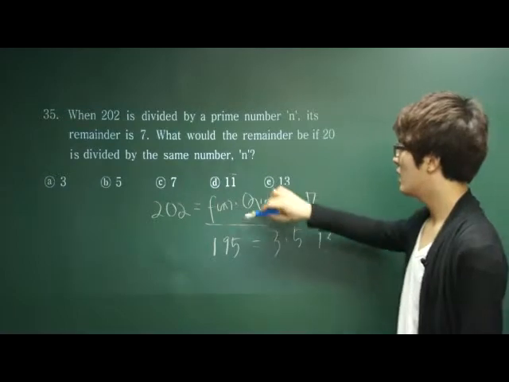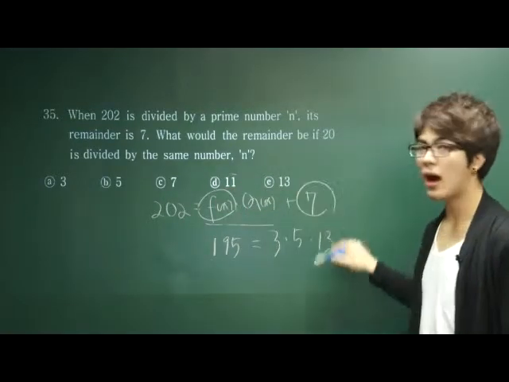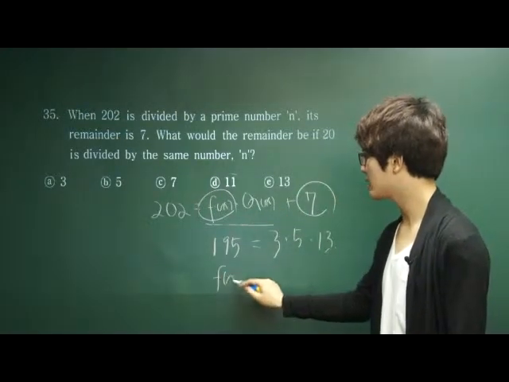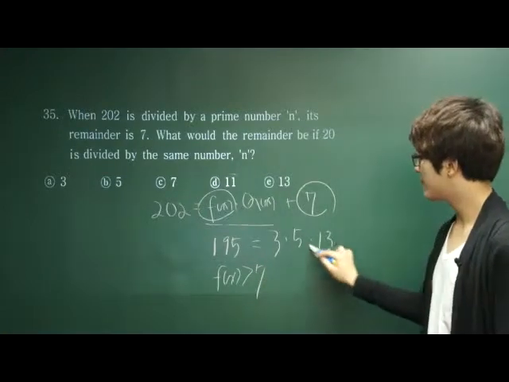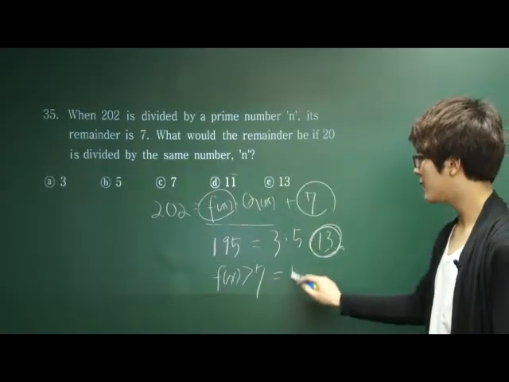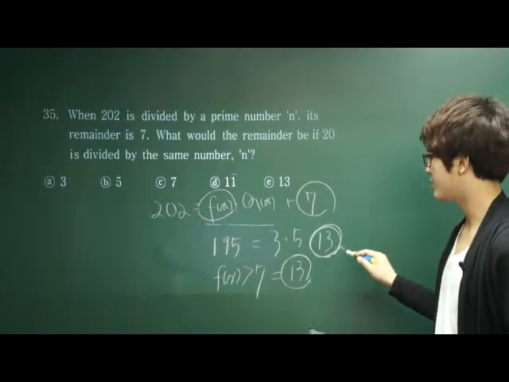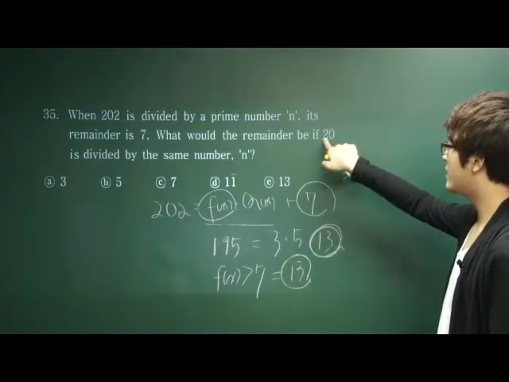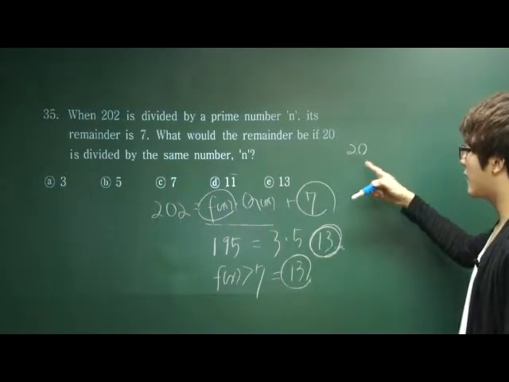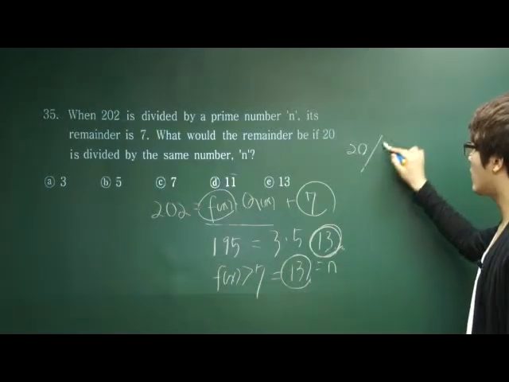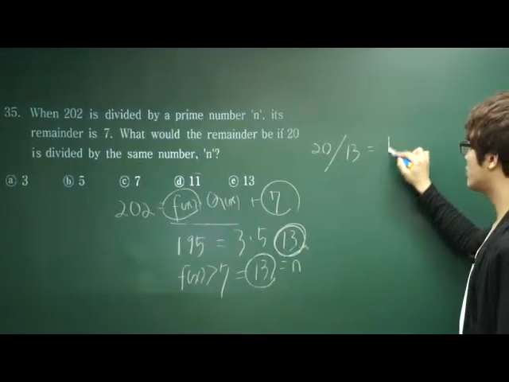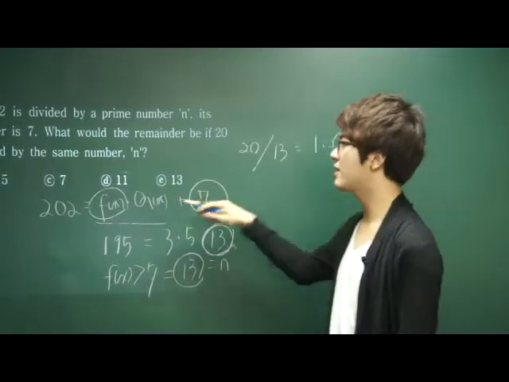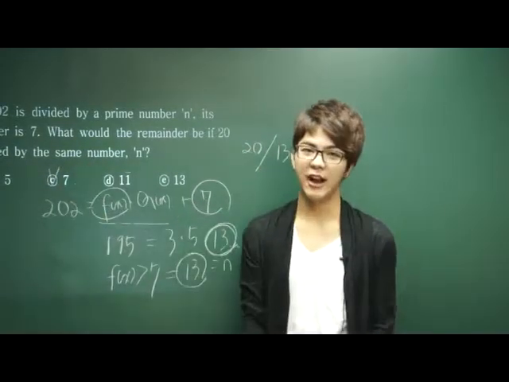But since the divisor has to be greater than 7. Why? Because the remainder is 7, right? The divisor cannot be less than 7. Therefore, n has to be greater than 7. In this case, only 13 can be our divisor. Prime number, 13, right? Okay, so the question asks, what would be the remainder if 20 is divided by the same number n? In this case, n is 13. Therefore, divide this. Quotient is 1. Remainder is what? 7. Right? Therefore, our answer is 7. Among our answer choices, C is the correct answer.